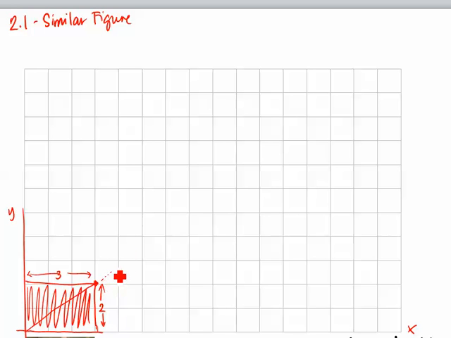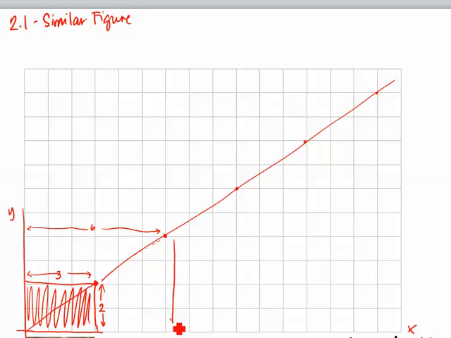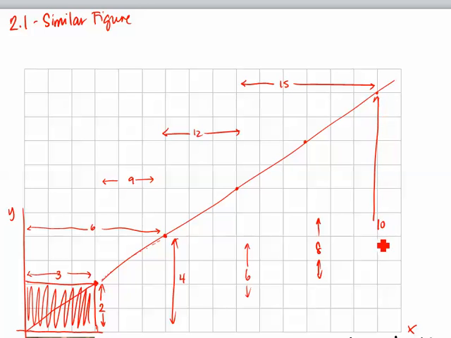When you continue going on, you'll see that it intersects at a couple of other points. It intersects here, here, and here. So it makes a straight line that goes all the way across the Cartesian grid. And so the other dimensions that would fit are a 6 by 4, and then a 9 by 6, 12 by 8, and the last one we have here is a 15 by 10 rectangle.